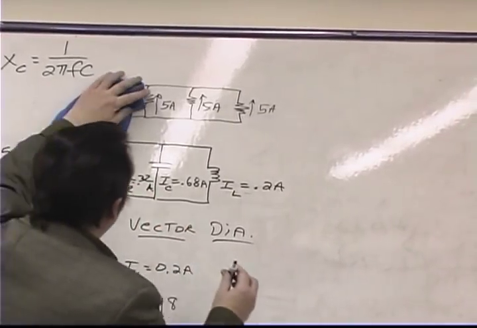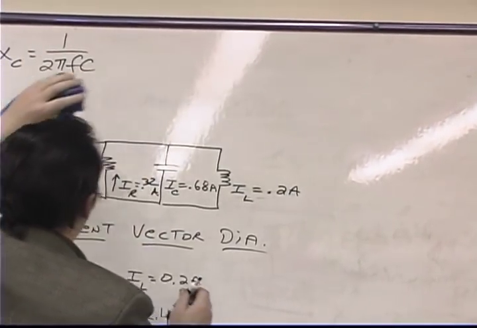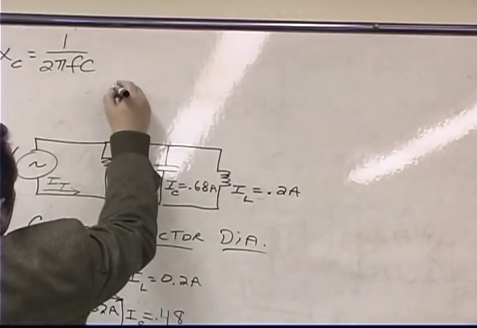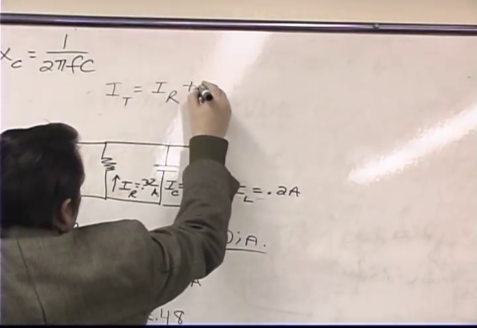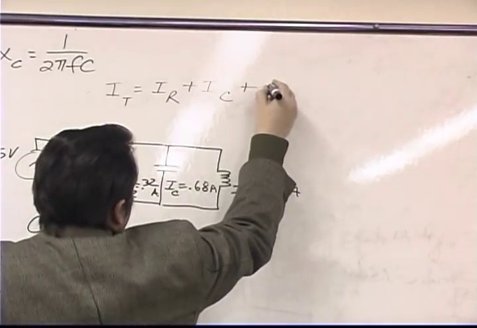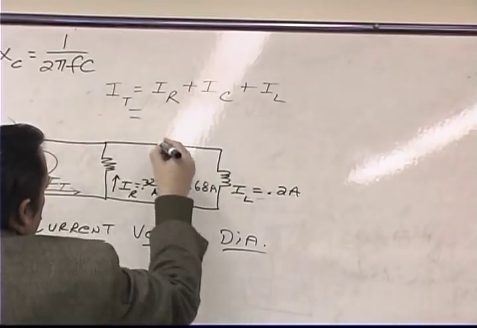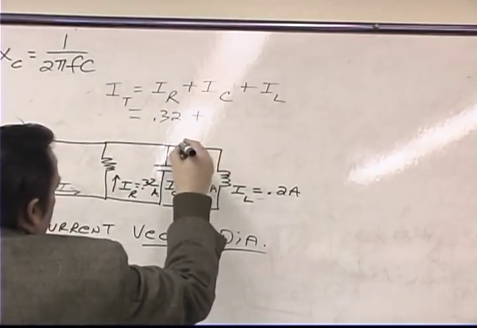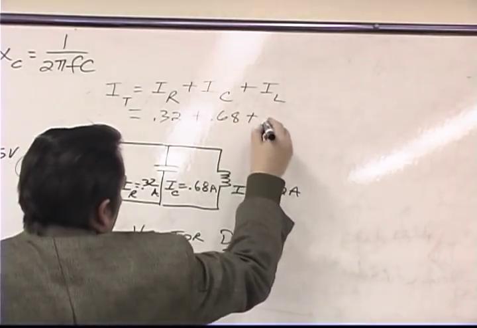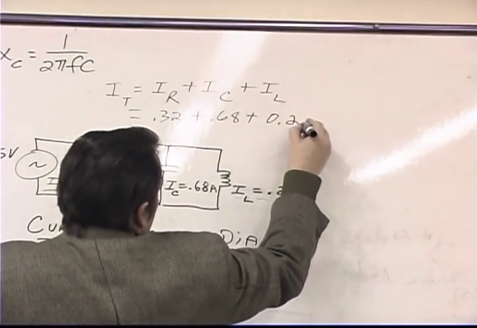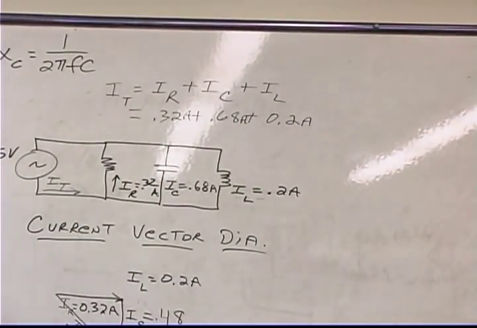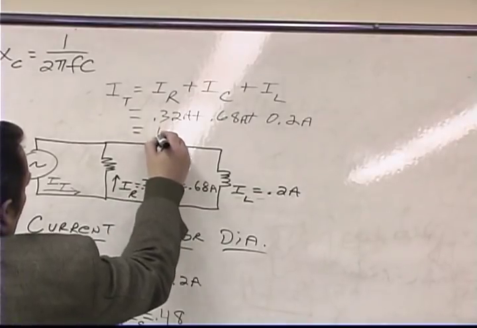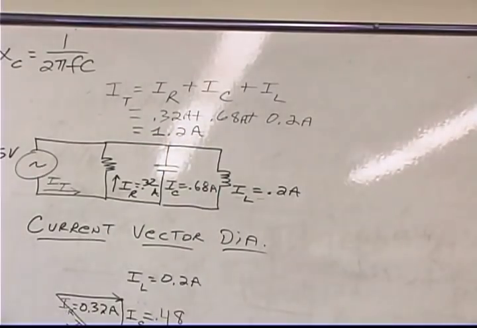If we thought, let me just erase this, that we could take the current in the resistor, so the total current was equal to the current in the resistor plus the current in the capacitor plus the current in the inductor, that means that we would get 0.32 plus 0.68 plus 0.2. And obviously these are all in amps. What does that come out to? 1.2? That comes out to 1.2 amps. Everybody agree with that?